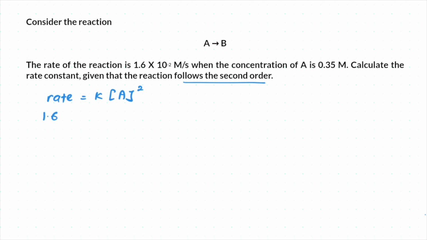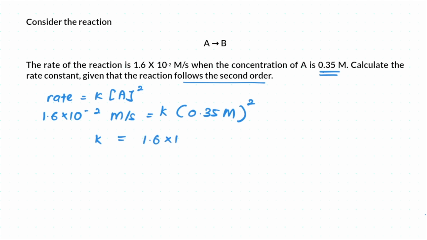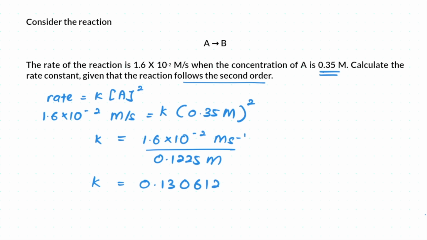Given to you is the rate, 1.6 times 10 to the power of -2 molar per second. K is the one that you want to calculate, and your A, the concentration, is 0.35 molar. Since this is a second order reaction, with A to the power of 2, your K is equivalent to 1.6 times 10 to the power of -2 molar per second divided by 0.1225 molar. Therefore, you will get K equivalent to 0.130612 per second. So this is the final answer for the 6th question.